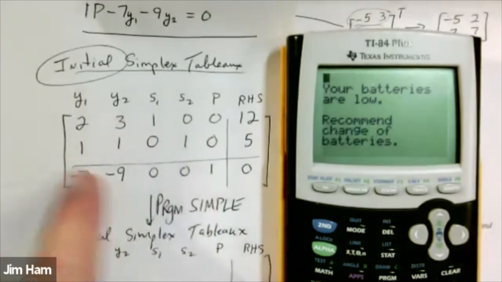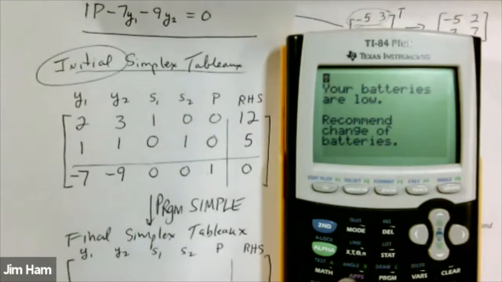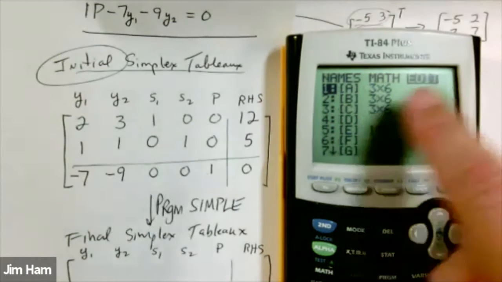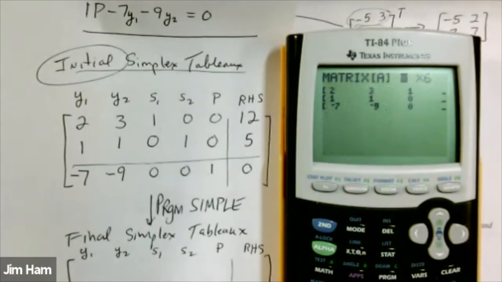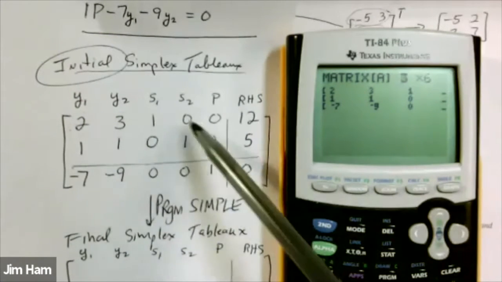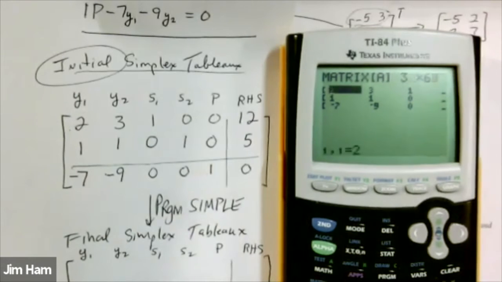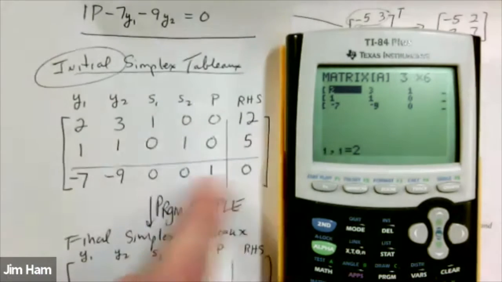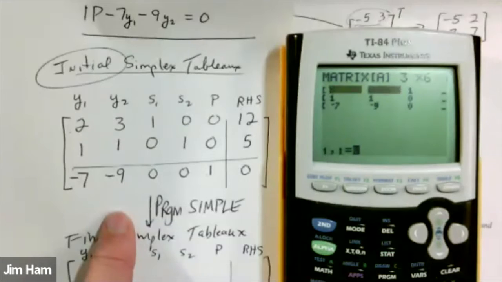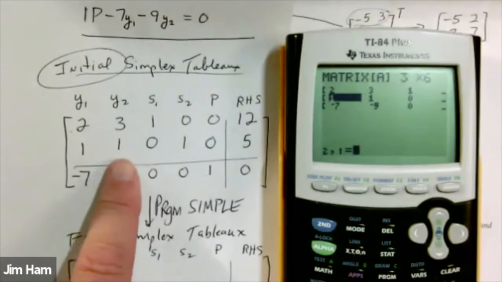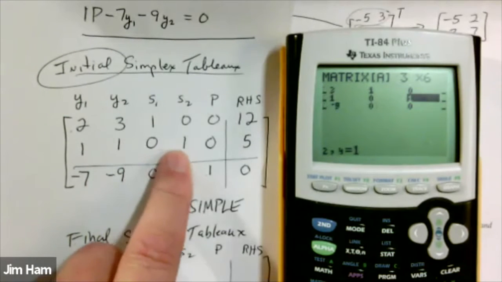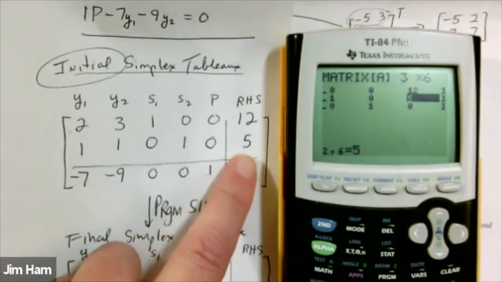First thing I'll do is go enter in this matrix. I always just put the matrix into matrix A. And the first thing we have to establish when we're entering a matrix is the dimensions. So we have 3 rows and 1, 2, 3, 4, 5, 6 columns. So 3, enter, 6, enter. And then we want to enter in all of these numbers. So 2, I guess I did this already. 3, 1, 0, 0, and 12. 1, 1, 0, 1, 0, 5.